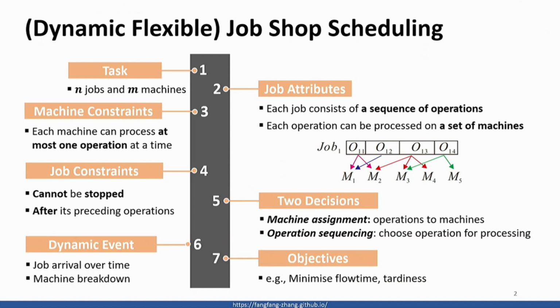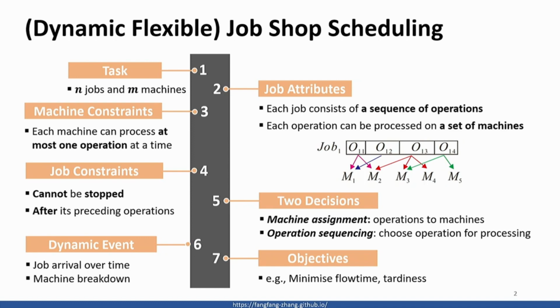The task is to process a number of jobs by a set of machines. Each job has a sequence of operations, and each operation can be processed by a set of machines. So actually we need to make two decisions. The first is, when a new job comes, which machine to choose to process this job or operation. The other is, when a machine becomes idle and there are a lot of operations waiting in the queue, which operation to choose to be processed next.